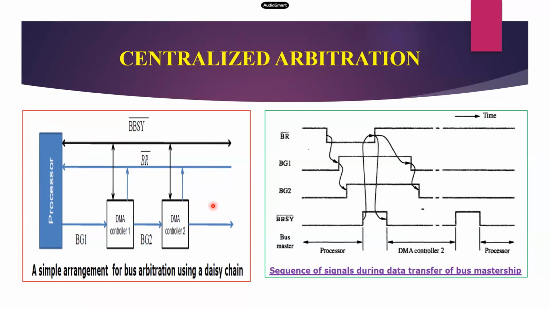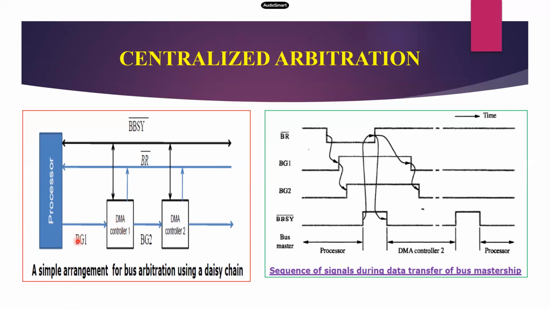More than one DMA controller is connected with the processor. According to this example, there are two DMA controllers available. Both are sending the request signal to the processor. The processor chooses the DMA controller with the help of priority. Whichever has the highest priority, the processor chooses that DMA controller. After choosing it, the processor issues the grant signal to that particular DMA controller.